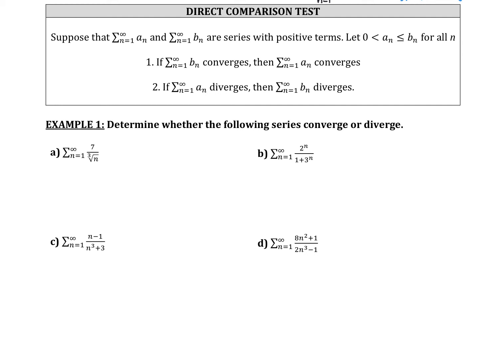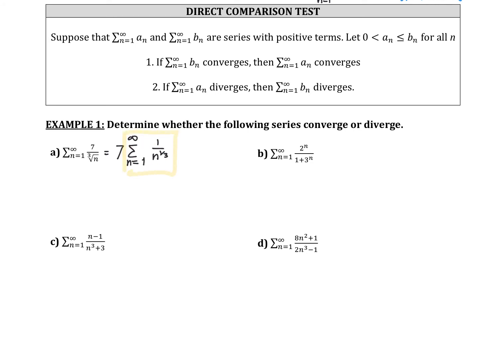Okay, so this first example says, determine whether the following series converge or diverge. So we're looking at the series from n equals 1 to infinity of 7 over the cube root of n. I may just rewrite this as 7 times the sum from 1 to infinity of 1 over n to the 1/3. Why might I rewrite that? Do you recognize this type of series? Hopefully, you recognize this type of series.